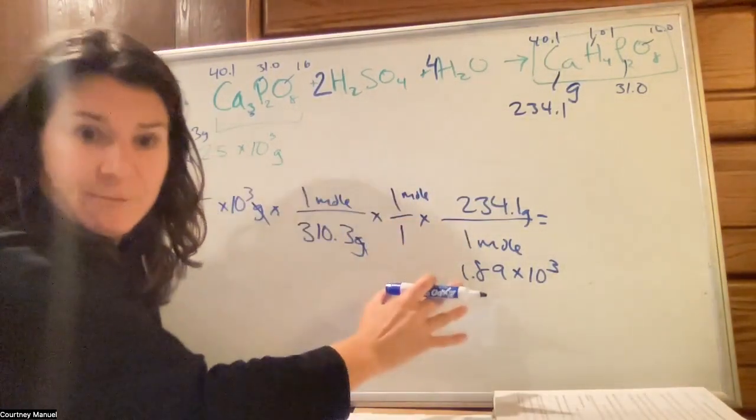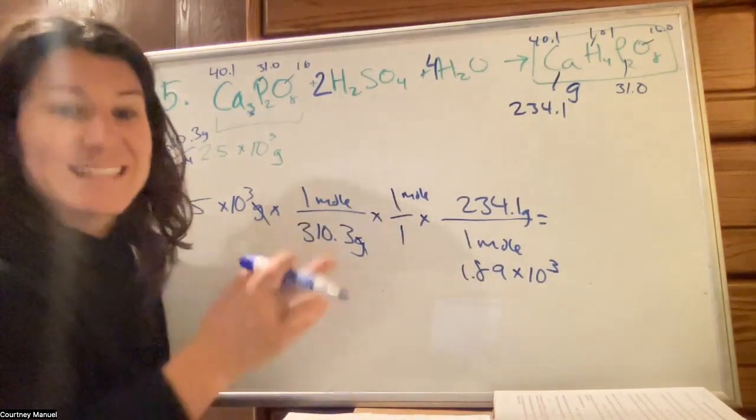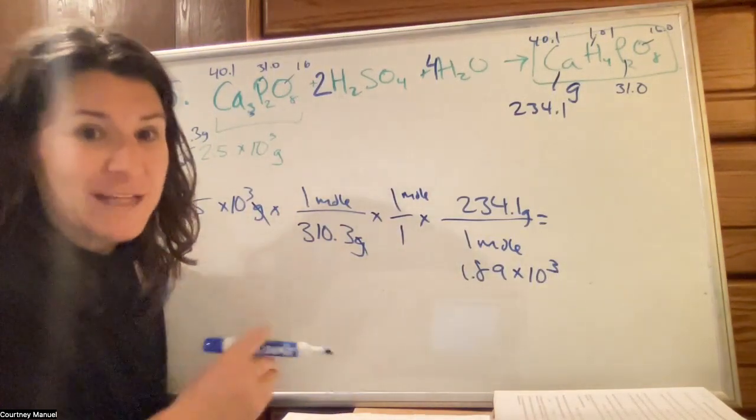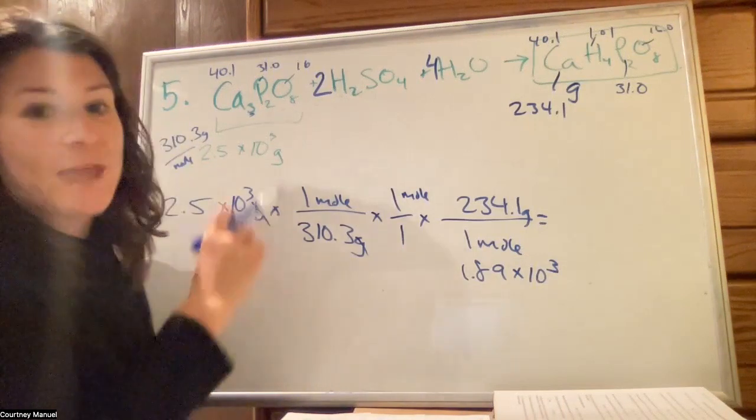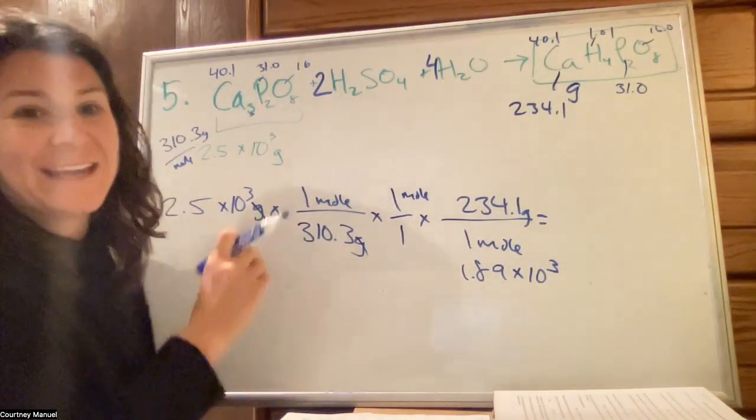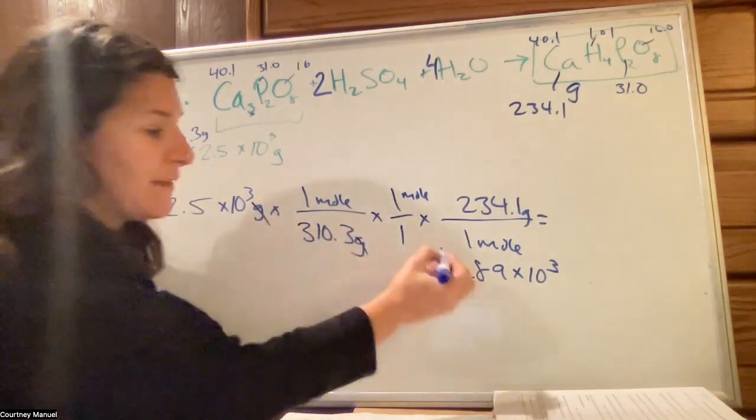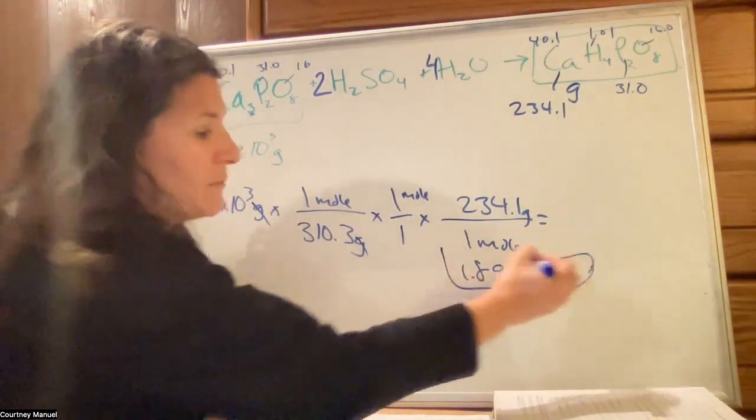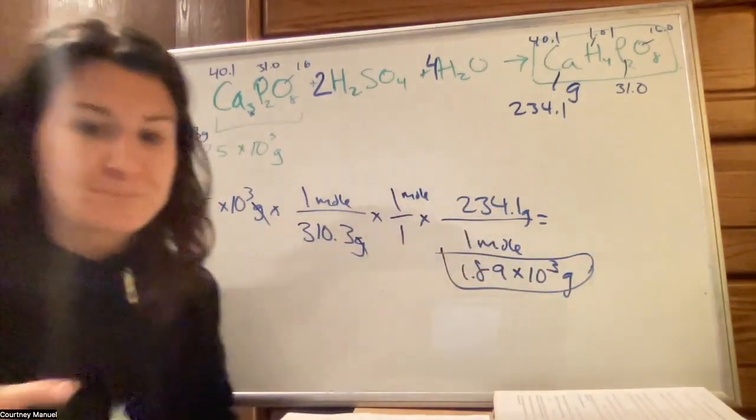That's a significant difference. So if you're just guessing, it's not going to work. You've got to convert to moles and then do your coefficients and then come back to grams. And that's where we get our answer. And this is grams of fertilizer.